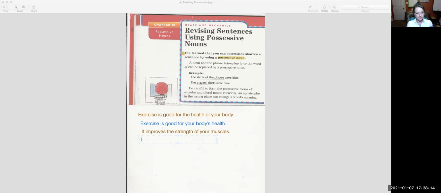I think it improves your muscles. And notice that muscles is plural because there's more than one. So I'm going to put the apostrophe after the S. It improves your muscles' strength. Okay, let's do another example.